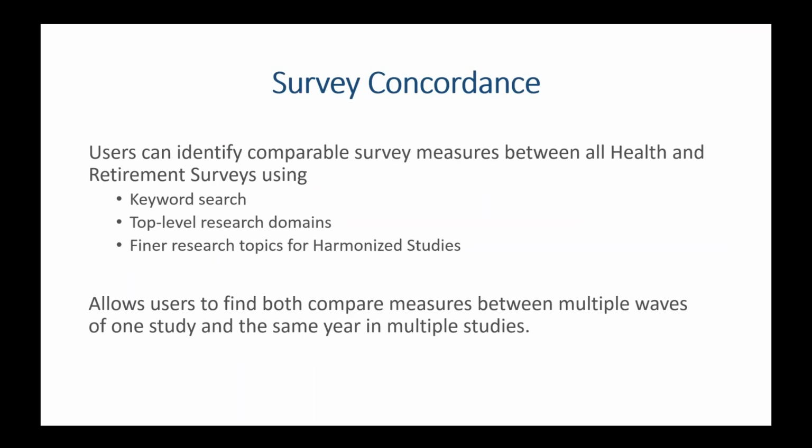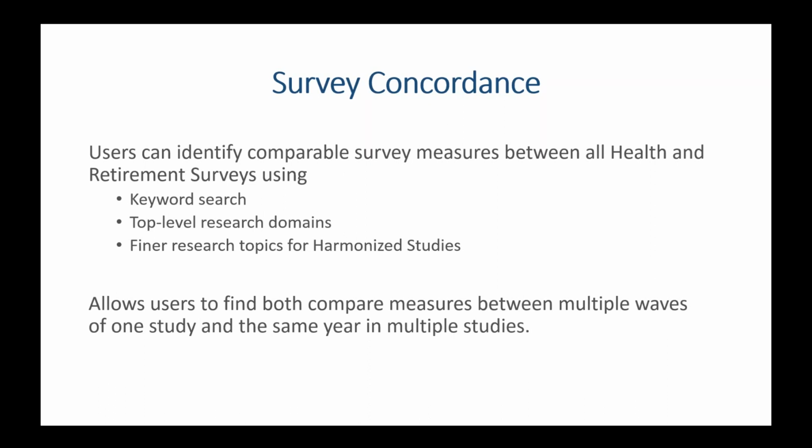So one way is to go through the survey as we did, if you're familiar with the survey, and go through the particular wave of your interest and the module of your interest to the survey items. But usually, especially if you want to search multiple surveys, it's a lot of legwork. So we also built a survey concordance for easy searching. So users can identify comparable survey measures between all health and retirement surveys, and you can use a keyword search, top-level research domains, or finer research topics for harmonized studies.